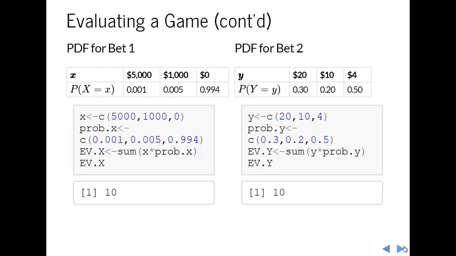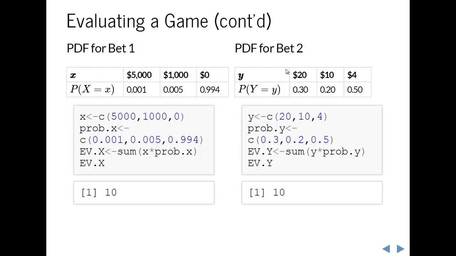So let's talk through the PDF for bet 1. The possible values for the random variable x are $5,000, $1,000, and $0. So keep this in context. If you place your money on bet 1, then the possible net gains that could occur are $5,000, $1,000, or $0. So you could win $5,000, $1,000, or nothing at all. You can then see the likelihood of each of these possibilities happening in the second row of the PDF.